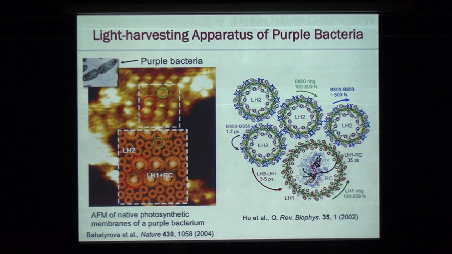And we know what they are because we actually have crystal structures of those complexes. Small rings are LH2 complexes. Larger rings are LH1, and the reaction center is in the center. The picture on the right is actually depicted from the crystal structures of those pigment protein complexes, light-harvesting complexes, LH1, LH2, and reaction center. And through years of accumulating data and study, we actually know quite well how energy moves through this photosynthetic membrane.